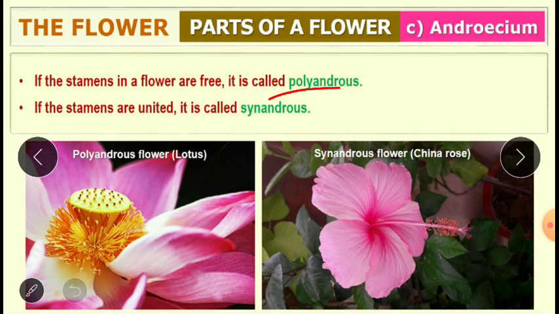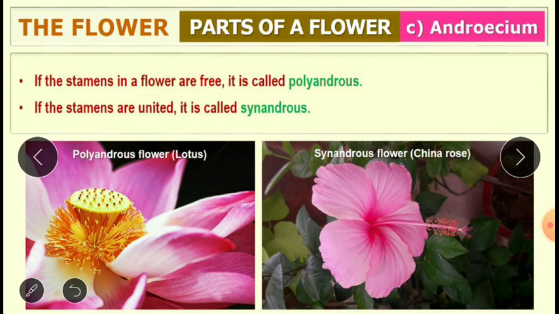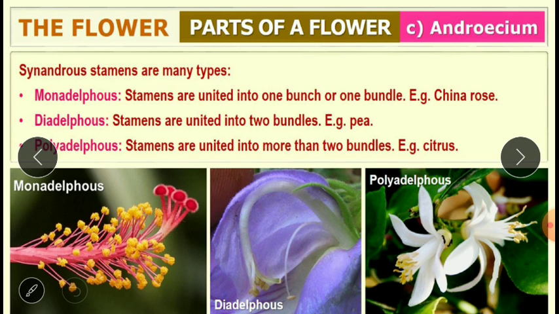Then the next is polyandrous. If the stamens in a flower are free, not attached anywhere, it is called polyandrous. And when the stamens are united into a bundle, you can call it synandrous. So when the stamens are free, they are known as polyandrous, and when the stamens are united, they are known as synandrous.